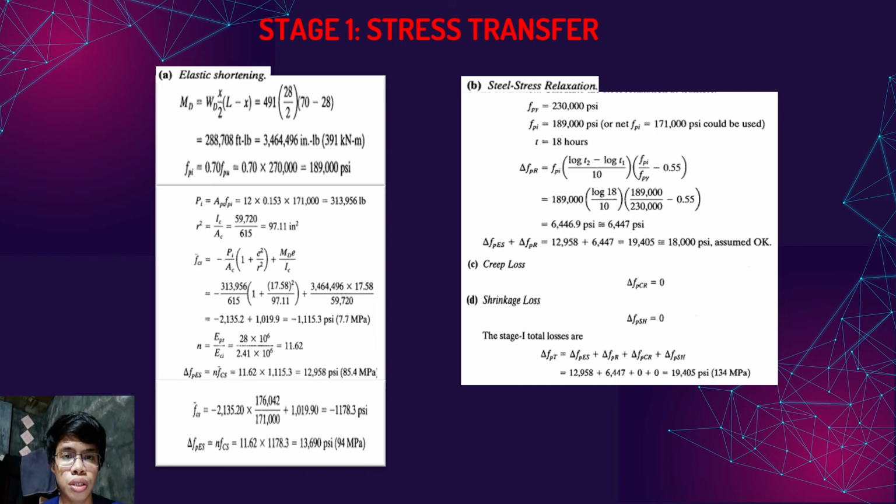Solving for the steel stress relaxation, we have to calculate the steel stress relaxation at transfer. So that is the yield strength of the prestressing steel. It was given that it was 230,000 psi. And we also have the initial prestress of 189,000, or the net fpi of 171,000 psi could be used. We also know that we have a given time of 18 hours. So solving for the prestress relaxation, the equation for that is fpi times log t2 minus log t1 divided by 10 times the quantity of fpi divided by fpy minus 0.55. Solving for this loss due to steel stress relaxation, we get 6,447 psi.